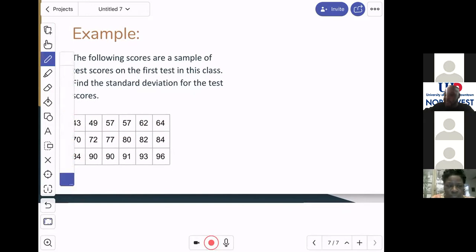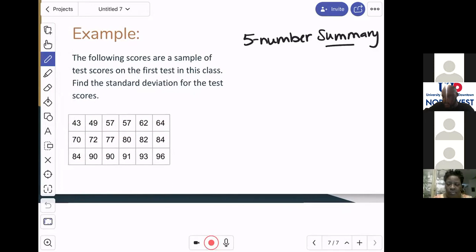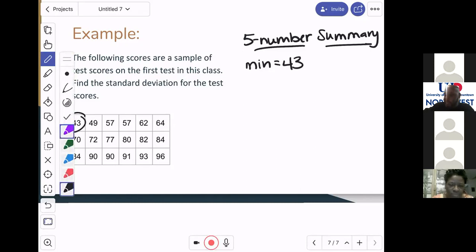The first thing we're going to do, we're actually going to find the 5-number summary here. Because the 5-number summary gives me the quartiles. So my 5-number summary is made up of the minimum value. What's the min value here? 43. It's made up of the max value, 96. And now we need to go find Q1, median, and Q3.